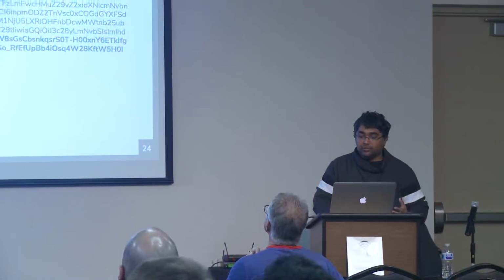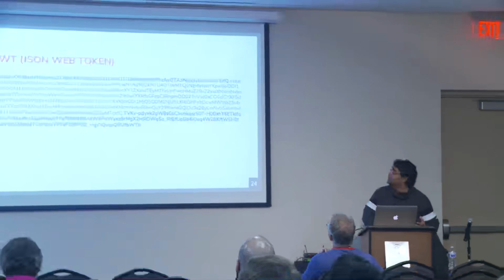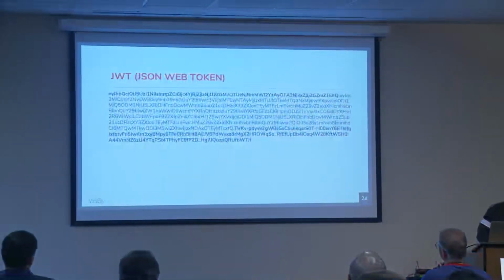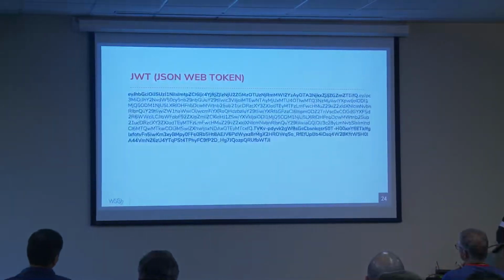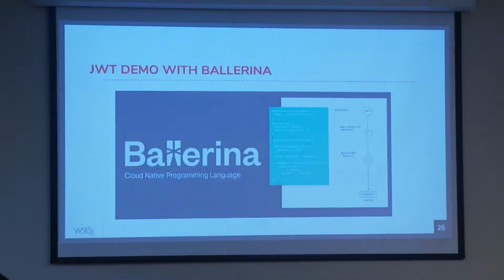Then this is the body, and this is the signature. A JWT is actually a JWS or a JWE. In a JWS, you have three parts, and the third part is the signature. I'll skip some of the stuff, so I'll do a demo now.